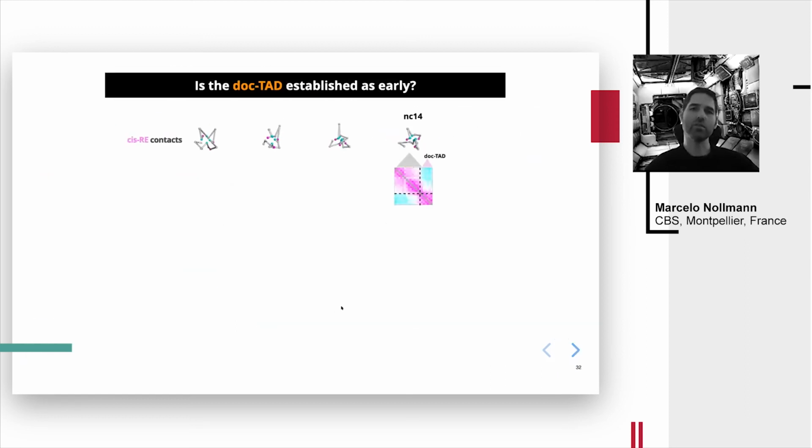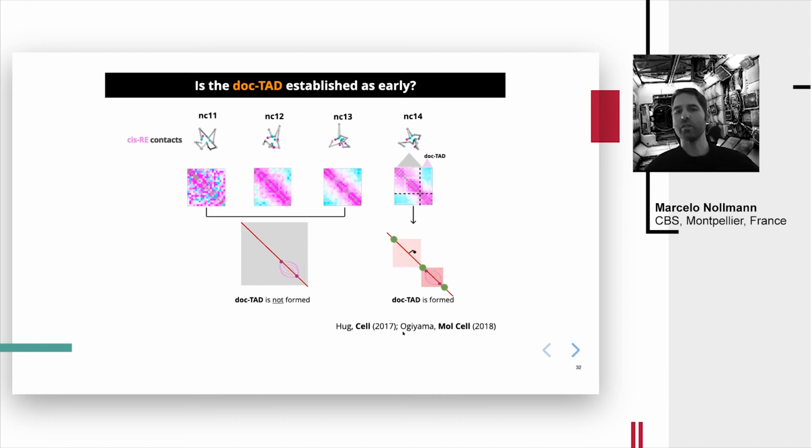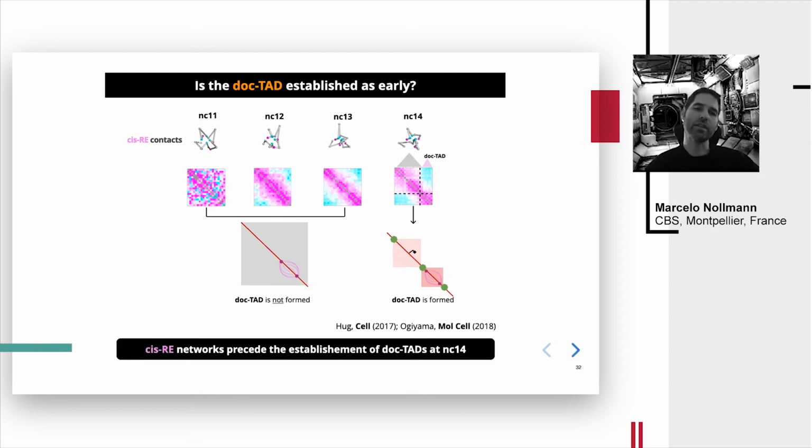And so to look into this, what we did is again a Hi-M experiment in this circuit, but now not only in the DOC-DAT, but in a larger region encompassing DAT number 1 and DAT number 2, so we could see the border. You have seen this data already, and I told you already that in nuclear cycle 14, this DOC-DAT is formed. When we do the same experiments, but now in previous nuclear cycles, you see that this border doesn't exist anymore. So the DOC-DAT is not formed in these previous cycles, right? This is concordant with the Hi-C data of the lab of Juan Cavalli and Giacomo Cavalli. And what it shows is that these cis-regulatory networks precede the establishment of the DOC-DAT at nuclear cycle 14.